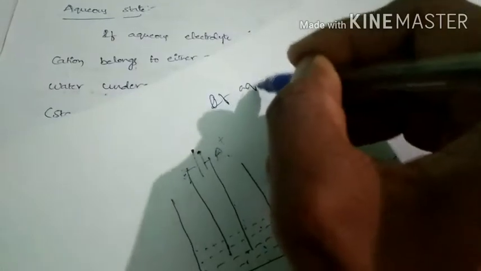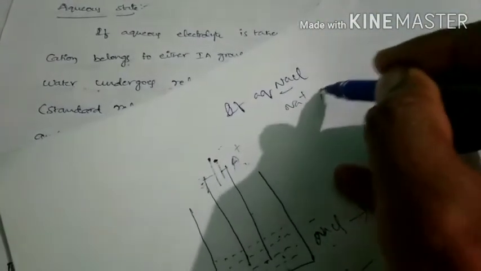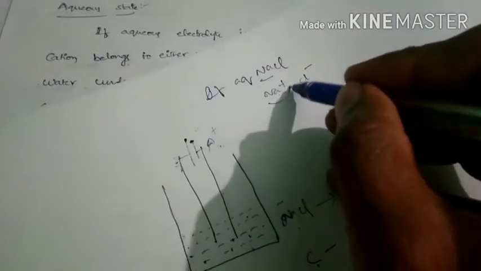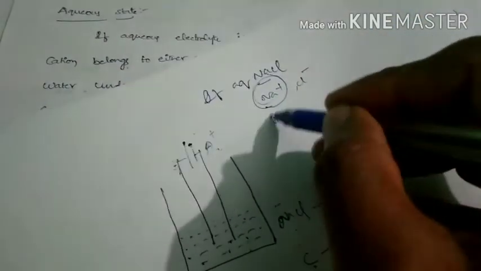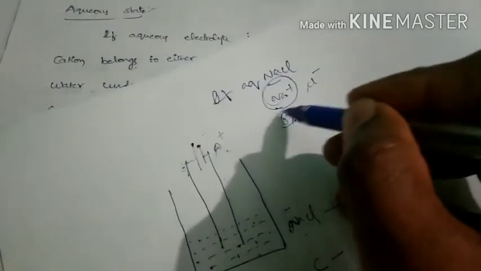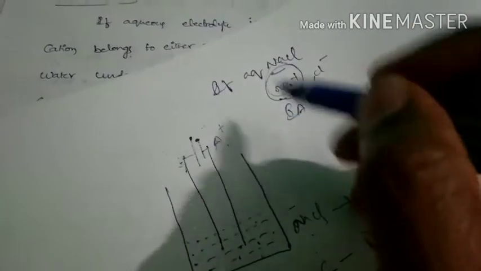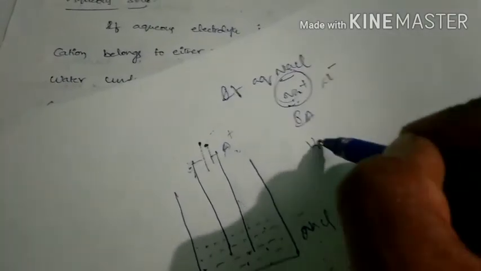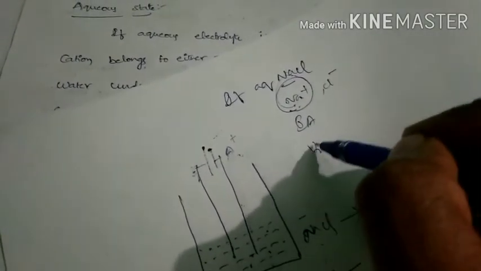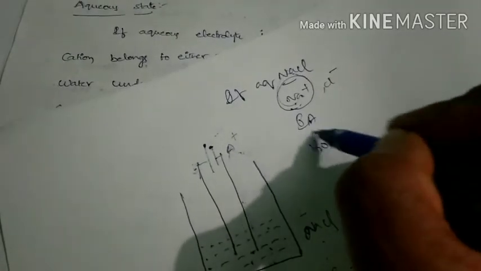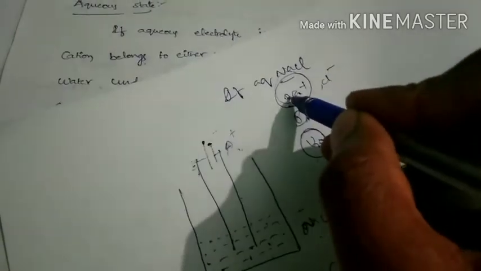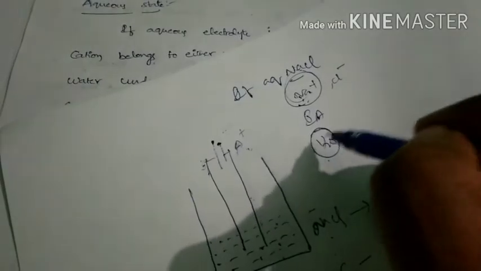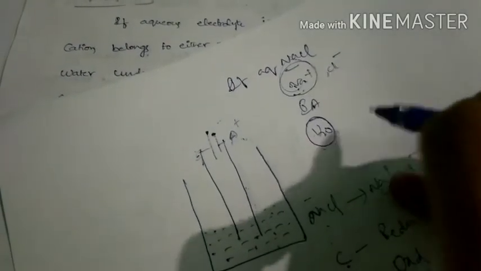Suppose aqueous NaCl. Here Na plus is the cation and Cl minus is the anion. This Na plus ion belongs to the 1A group. In such cases, these ions never undergo reaction at the cathode. Instead of these ions, water undergoes reduction. Water moves towards cathode. Why? Because the SRP of water is more than these ions. SRP means standard reduction potential values.